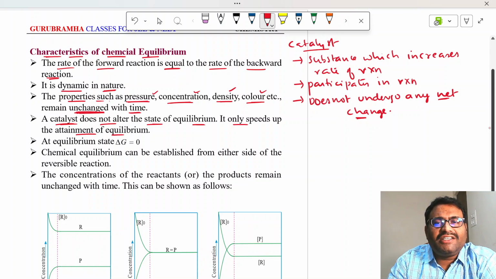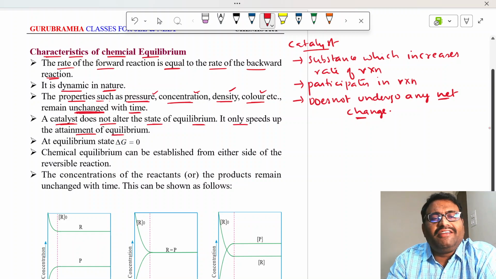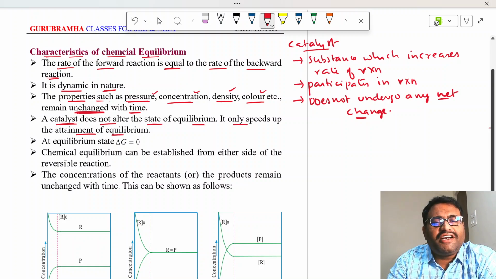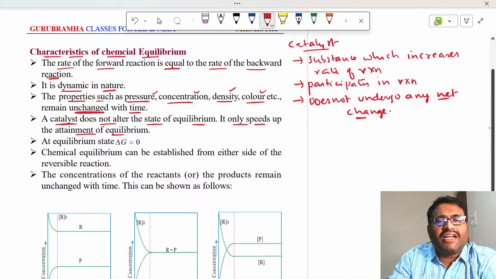So when you use a catalyst, equilibrium can be obtained very early because it is increasing the rate of the reaction. As it is increasing the rate of the reaction, equilibrium can be obtained earlier, faster. For example, there is a particular reaction in which the equilibrium is obtained after some 10 minutes. If you use a catalyst, it will be obtained within 5 minutes. That is what the catalyst does. The catalyst increases the rate of the reaction.